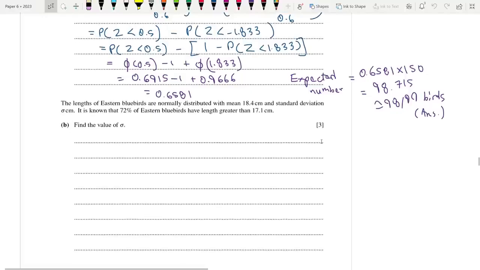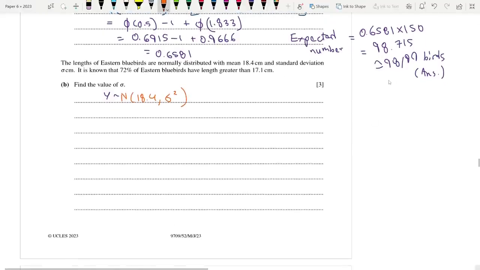Okay, so the lengths of eastern bluebirds are normally distributed with mean 18.4 and standard deviation sigma. So why don't we write Y? Y is normally distributed with mean 18.4, and here we have sigma squared. Now it is known that 72% of them have length greater than 17.1. So we can write that P(Y > 17.1) is equal to 72% or 0.72.